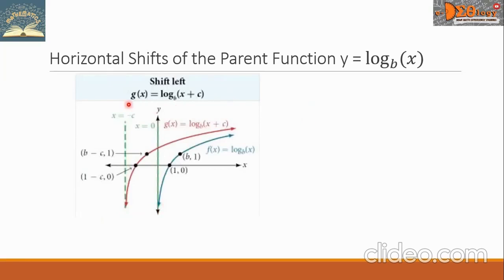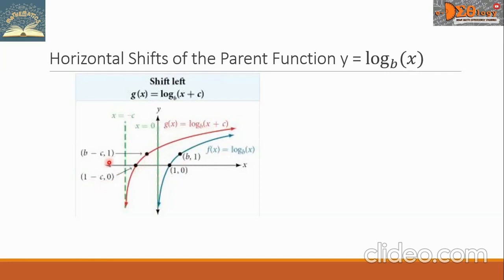Let us see now the graph of g of x equals log of x plus c to base b. Here we have two graphs. This graph in blue is the graph of the parent function f of x equals log of x to base b, while this graph in red is the graph of g of x equals log of x plus c to base b. Please note that the x-intercept has the coordinates 1 minus c, comma, 0.